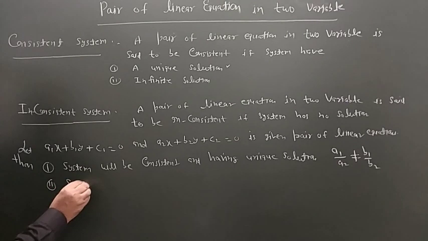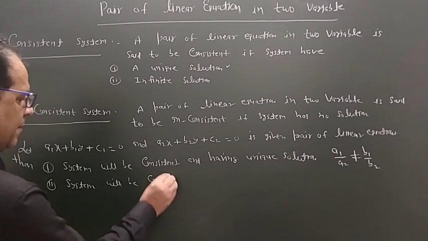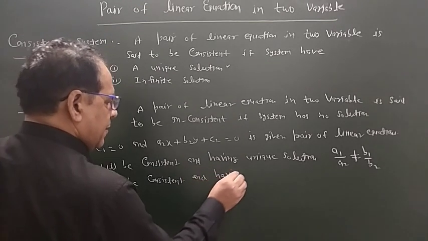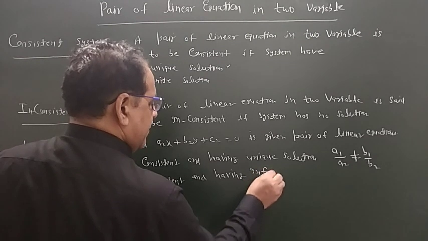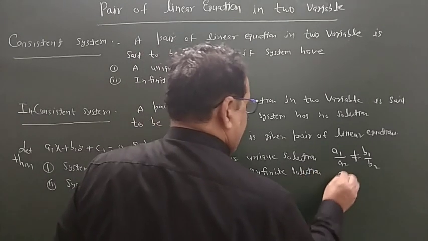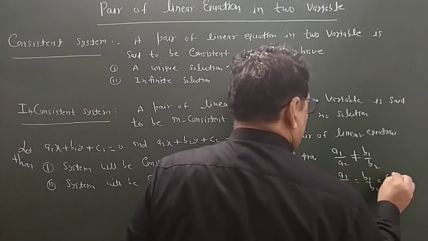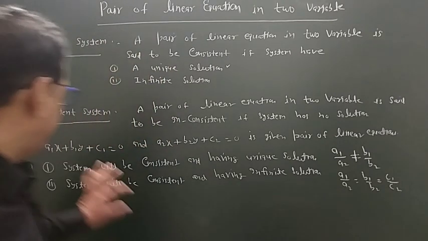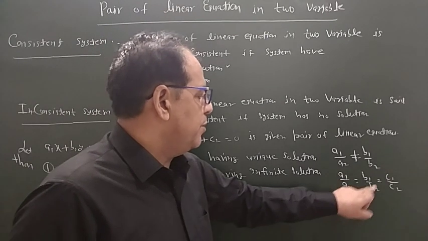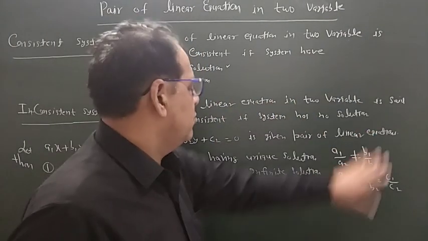Second, the system will be consistent and having infinite solutions. A1 upon A2 equal to B1 upon B2 equal to C1 upon C2. If the system has infinite solutions, in this condition A1 upon A2 equal to B1 upon B2 equal to C1 upon C2, and these values can be obtained from the linear equation in two variables.